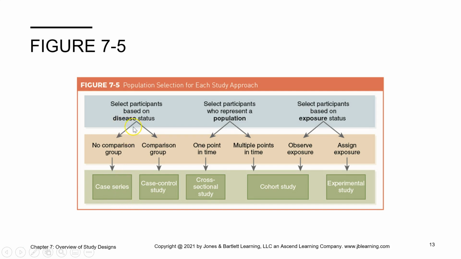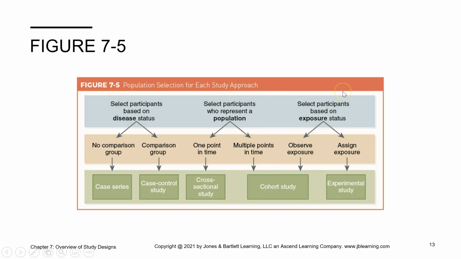If you had individuals with the disease and you wanted to compare them to individuals without the disease and look back at previous exposures, then you have a case control study. But what if you started off with participants in a specific population and you just wanted to describe their health at one point in time? This is a cross-sectional study. But if you wanted to look at their health now and then look at their health in 5 years and in 10 years, so say multiple points in time, it may be a cohort study that you're wanting to do.